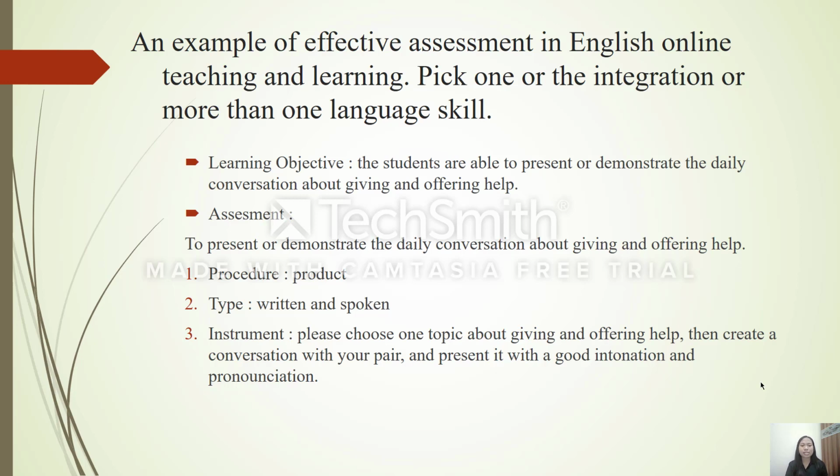And then to assess, with procedure by product, and then the type is written and spoken, and then the instrument is please choose one topic about giving and offering help, then create a conversation with your peer and present it with a good intonation and pronunciation.